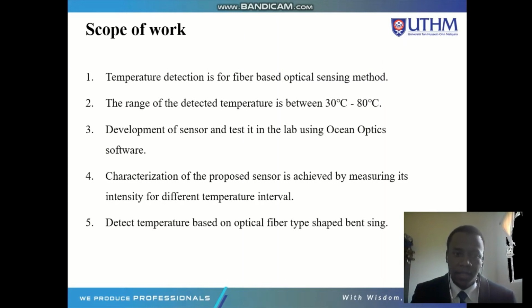And then the third one is development of the sensor and testing it using the Ocean Optics software, which is the software used to get the reading. And then we characterize the sensor by measuring its intensity for different temperature intervals. And then the last one is to detect the temperature based on optical fiber bend shape type.